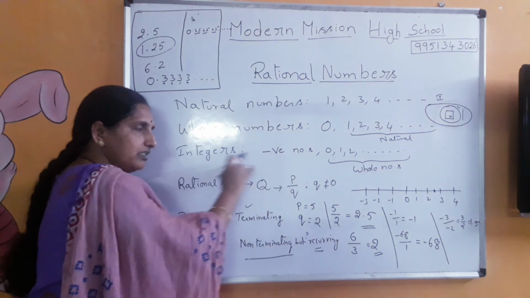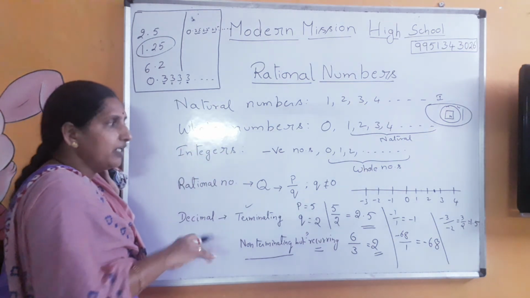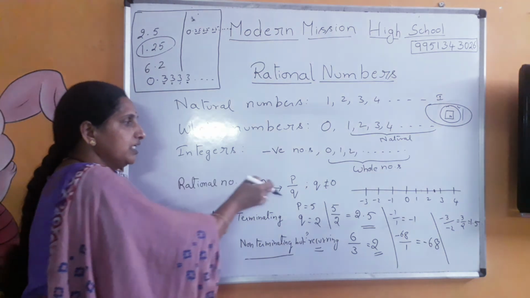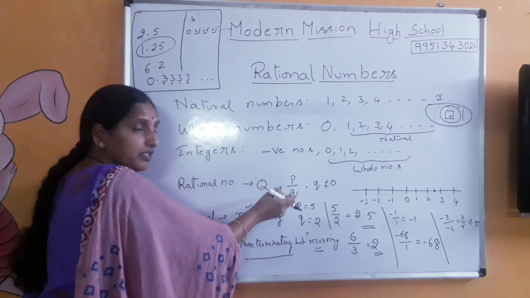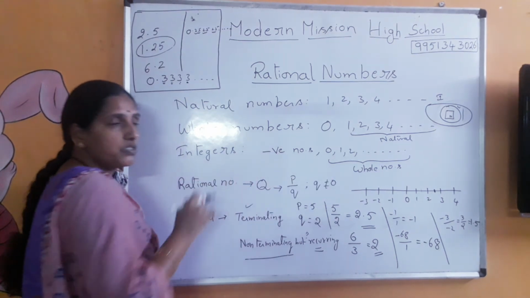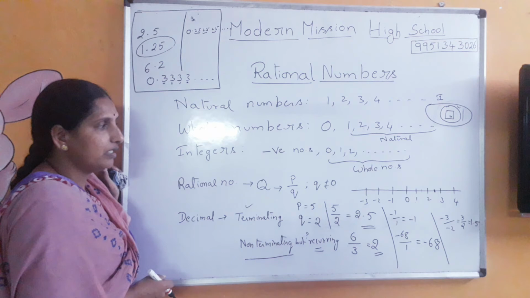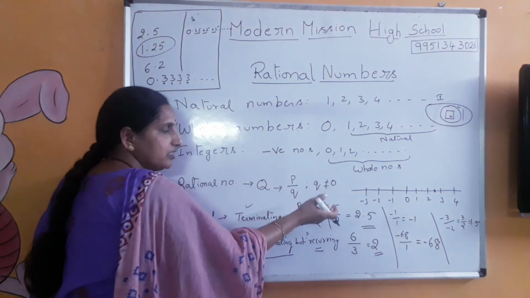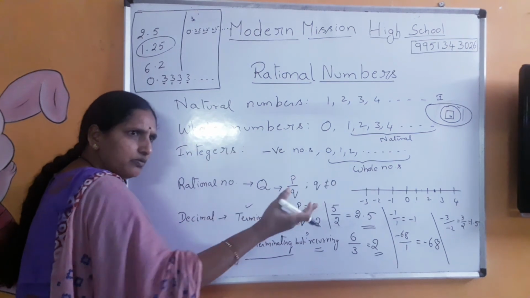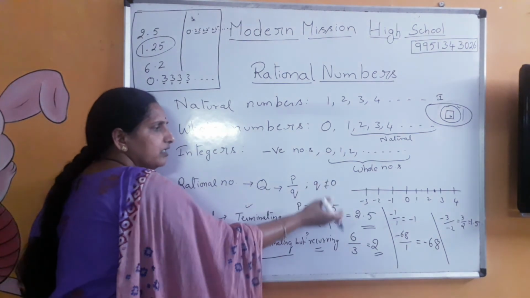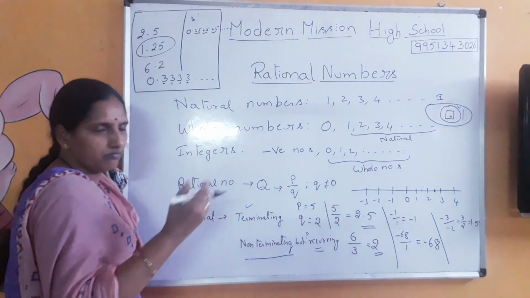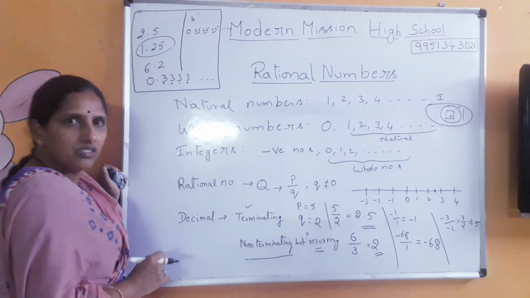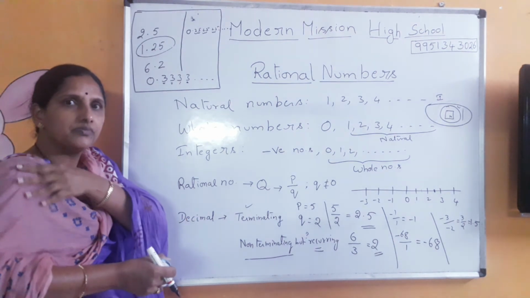You have defined the integers. Now another form of number we have defined is the number which can be expressed as p by q where q is not equal to 0. It can be expressed directly, that means you may see the problem directly with a fraction. No problem, all fractions fall under rational numbers. So a fraction is a rational number.